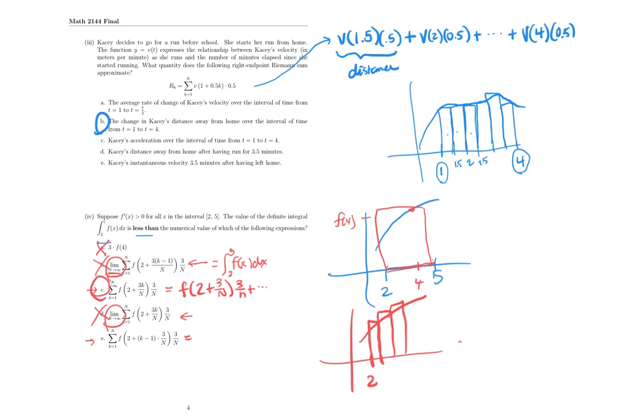Why is it not E? Let's plug in 1 here and see what we get. We'll get f of 2 plus 0, so it's just f of 2 times 3 over n. So that is a left-hand sum. It's using the left side to determine the height of the function. So the integral will be less than this right-hand sum. So the correct answer is C.